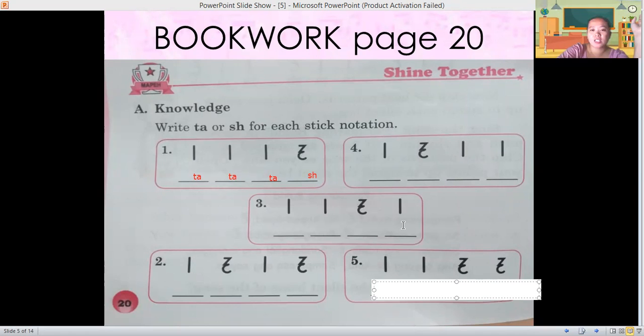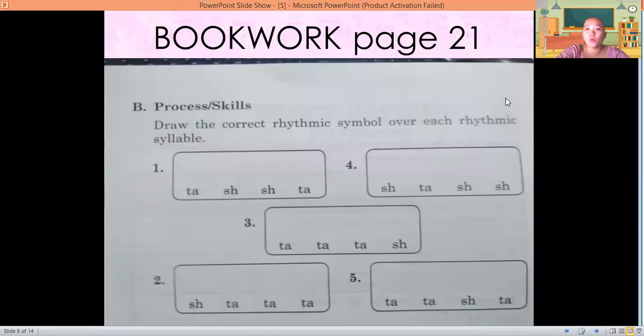Okay, done? So if you're not yet done, you can pause this video, right? But those who are finished, let's go to page 21. So a while ago, you were the one writing the ta, sh, ta, sh. But this time, you are going to draw the rhythmic symbol. Okay, remember the rhythmic symbol for ta is what? This one, right? Okay. And the rhythmic symbol for sh is, oh, it's hard to draw it.